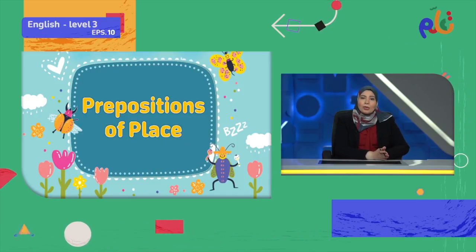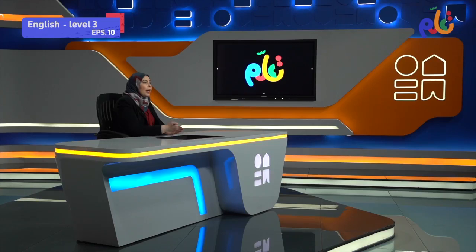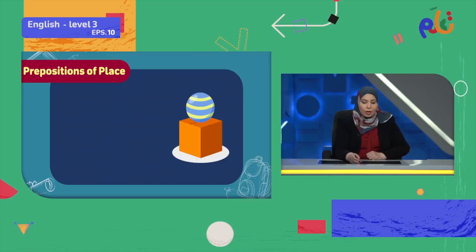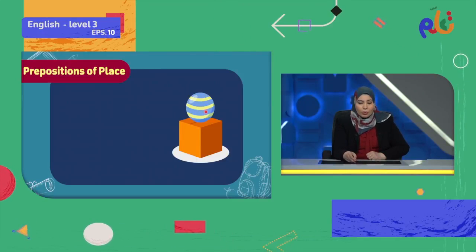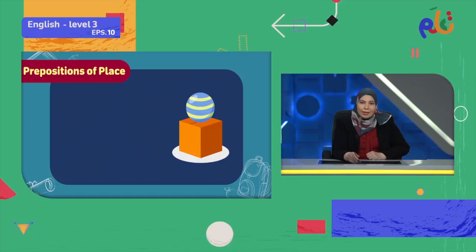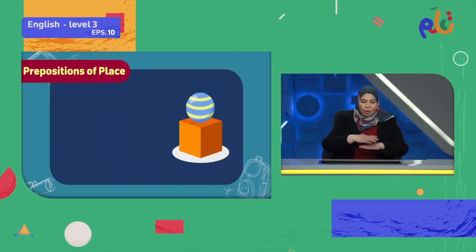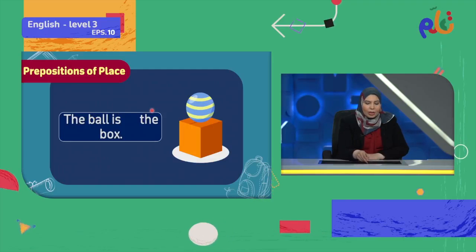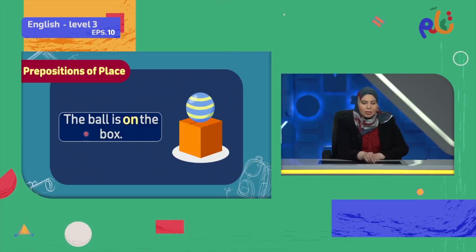Okay, so let's look at the prepositions of place that can help me describe and look at the furniture that we have in the house. So the first thing that we have is هنبص على prepositions بتاعت البall. So here we have a ball and we have a box. So let's look at this ball and see where the ball is related to the box. هنبص على مكان البول بالنسبة للبوكس بتاعنا. So for this picture the ball is on the box. The ball is on the box.